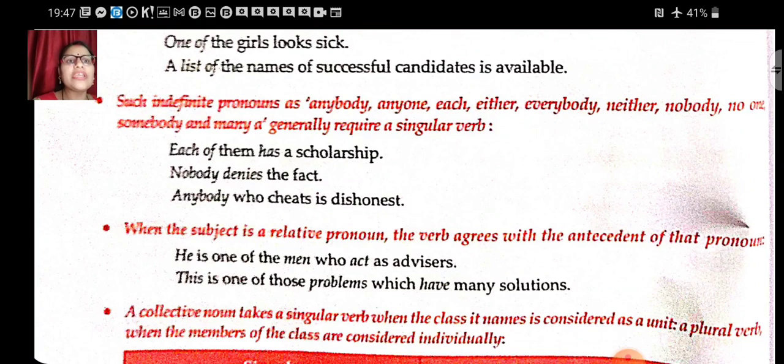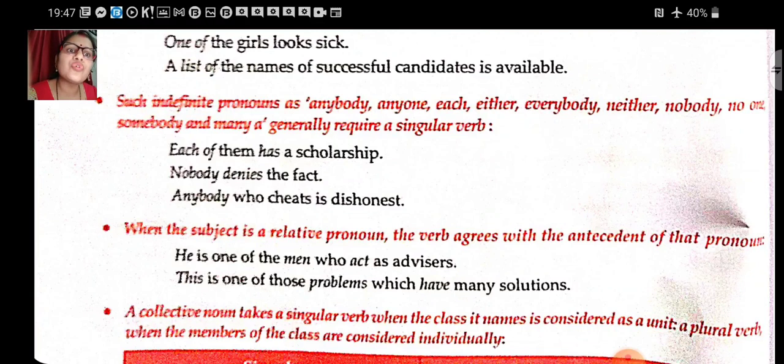So now they are talking about a relative pronoun here. They were talking about he and they have given you more description about he only, that he is one of the men who act as advisors. So that is the reason you are supposed to use it as a verb subject. He is one of the men who act as advisor. Now they were talking about only one person. That one person is an advisor also, and that is a man also.